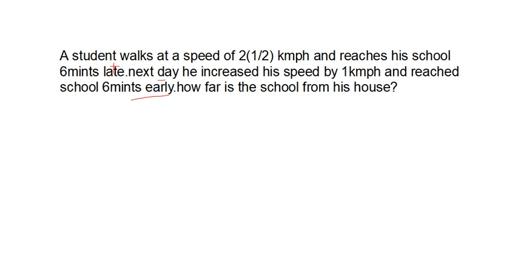Okay, in the first step, what they have given: the first day when he went to school, he went at 2.5 kilometers per hour, and next day he increased his speed by 1 kilometer. Means how much? First day 2.5, second day you add 1 to that. 2.5 plus 1 is nothing but 3.5. If they gave 2 kilometers increase, you should say 2.5 plus 2 is 4.5, like that. Now we shall write the data according to the previous problem.